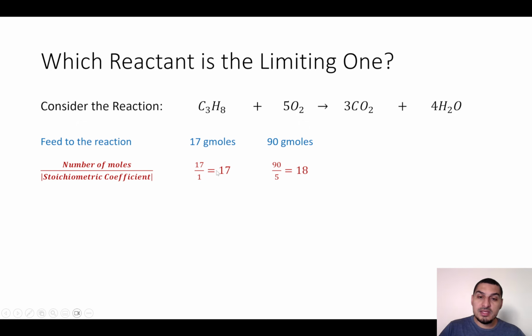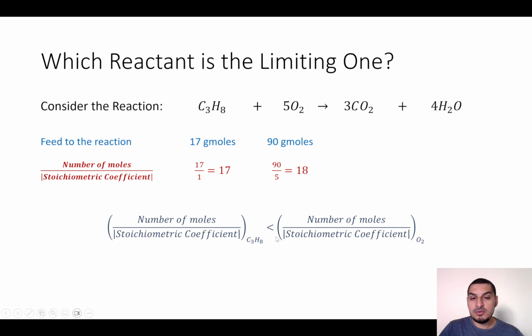The value that is smaller corresponds to the limiting reactant. So the value of this calculation for propane is less than the value of this calculation for oxygen, then propane is the limiting reactant.